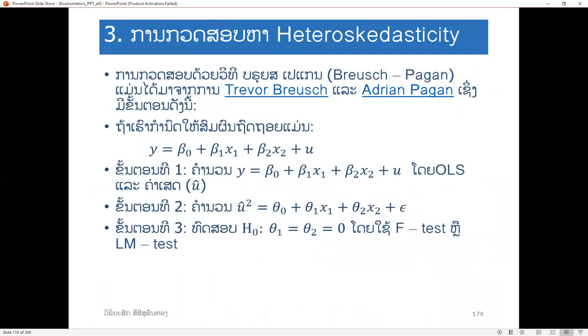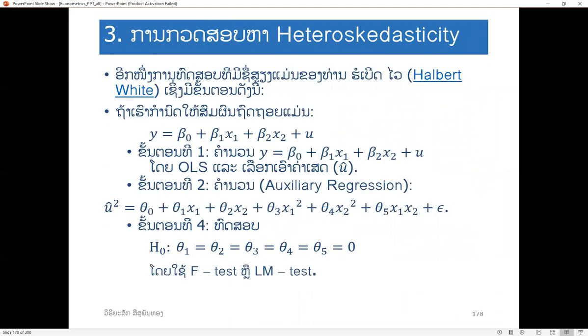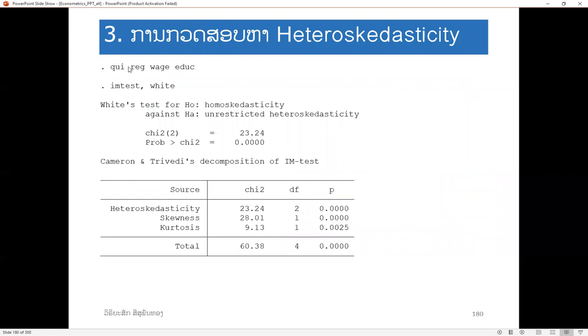So how can we detect it? Last time we mentioned that we can test with the Breusch-Pagan test and the White test. After you regress, you type estat imtest and then white. This is the test for homoskedasticity as the null hypothesis, with unrestricted heteroskedasticity as the alternative. If this is statistically significant, we reject the null, so the data has unrestricted heteroskedasticity.